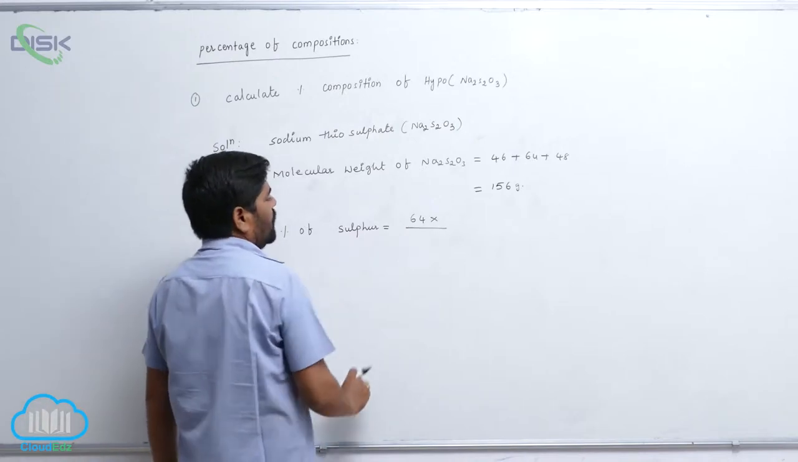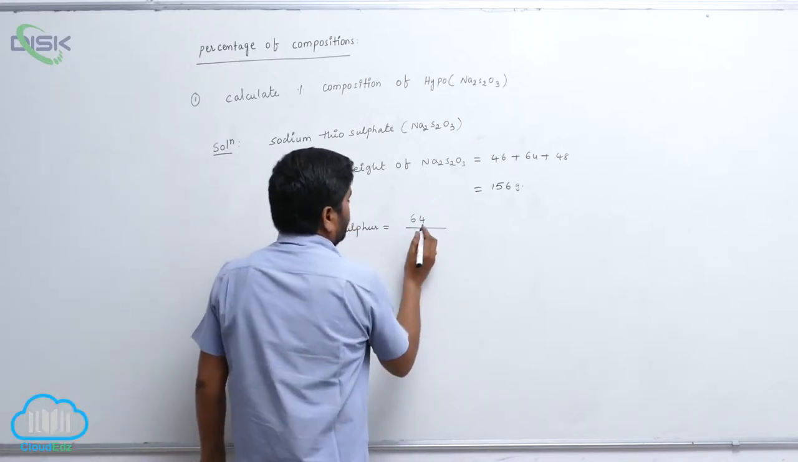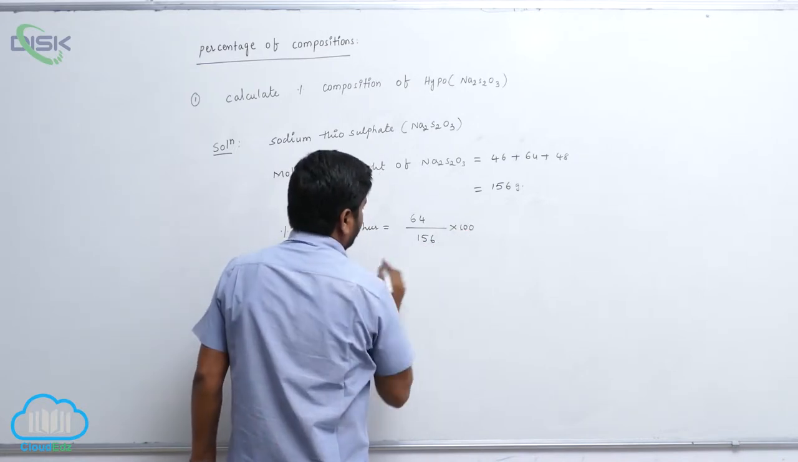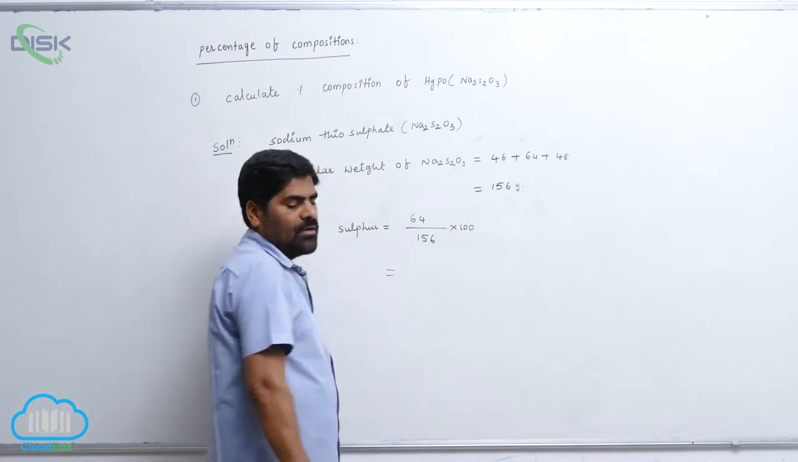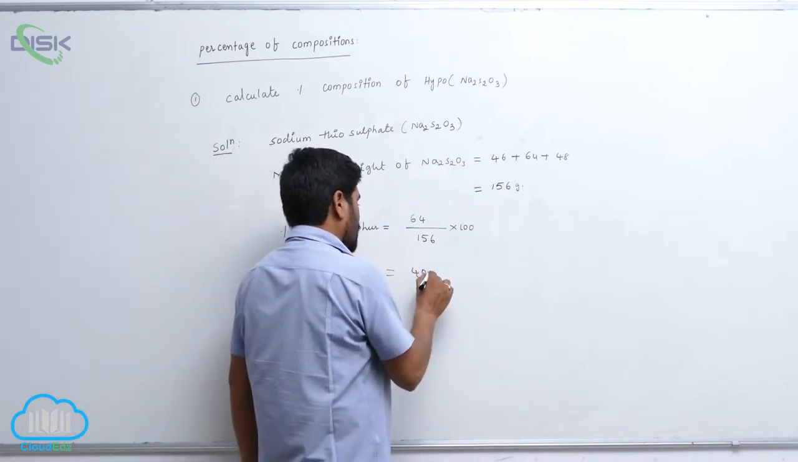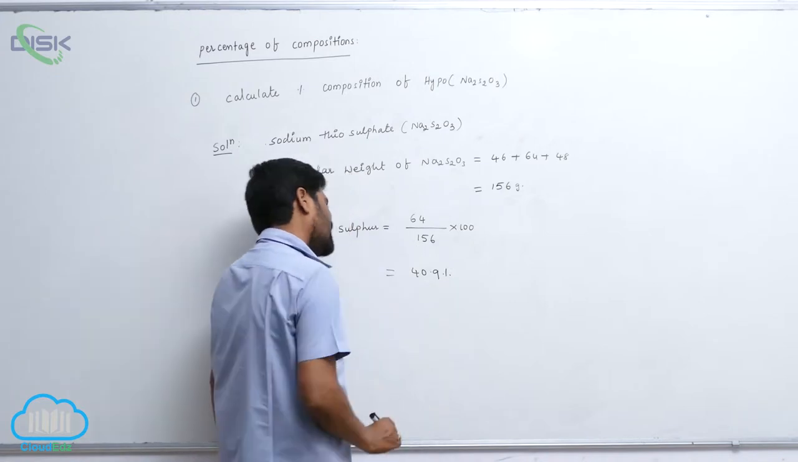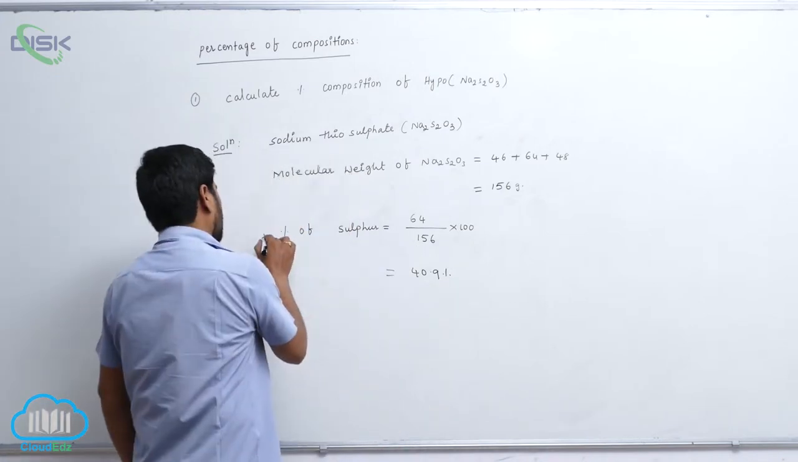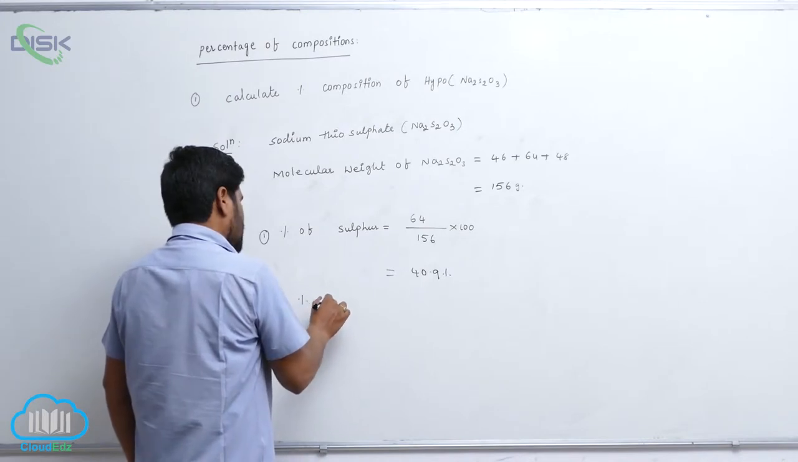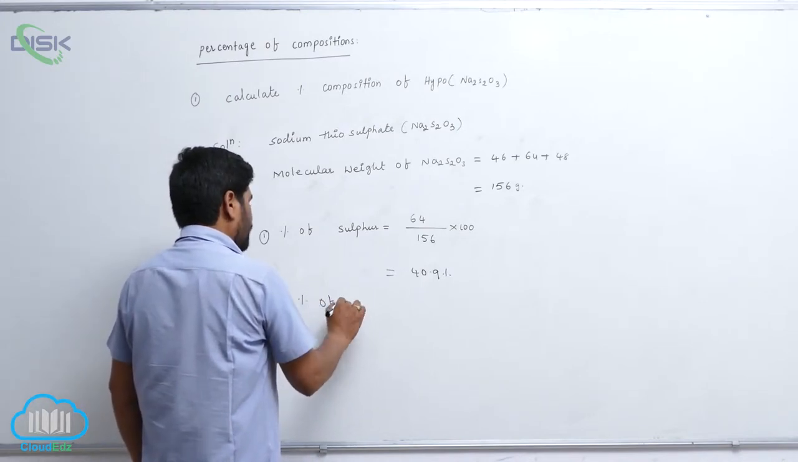Percentage of sulfur equals 64/156 × 100. So what does it come to? 40.9%. That was the first one. The second one is the percentage of sodium.